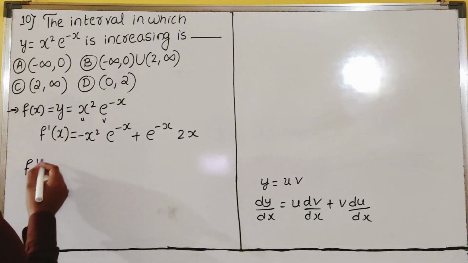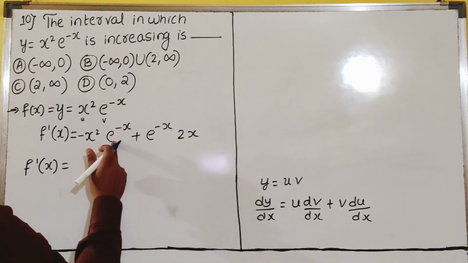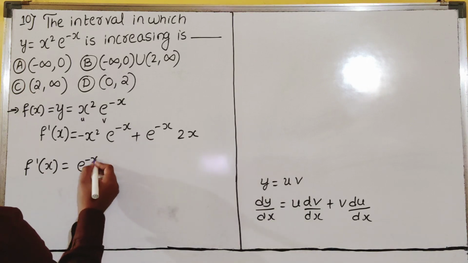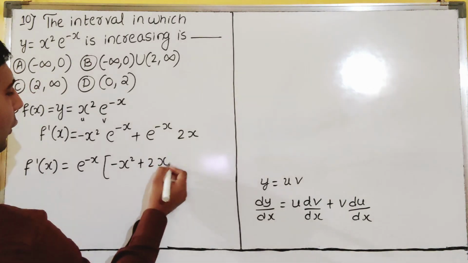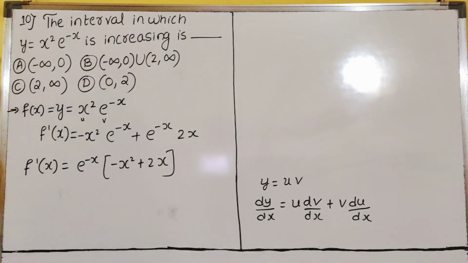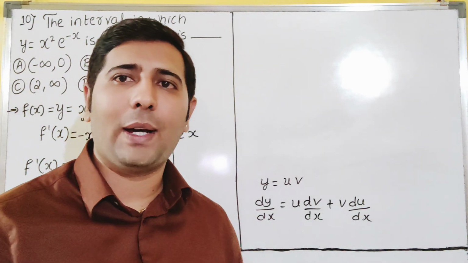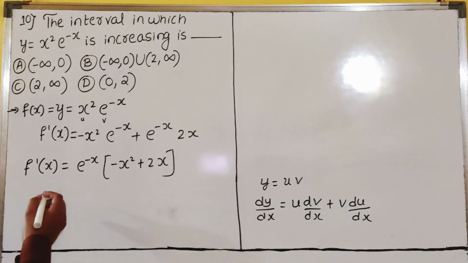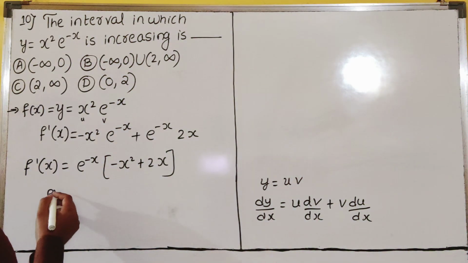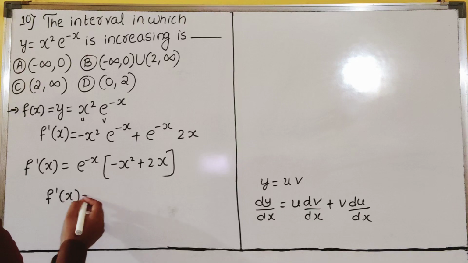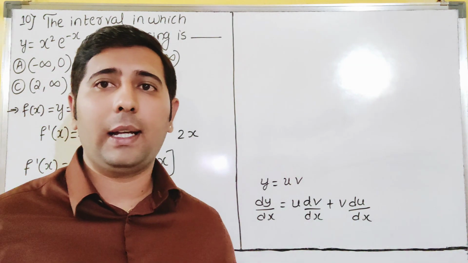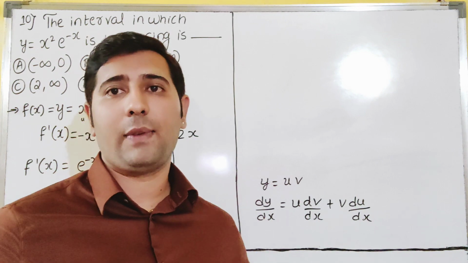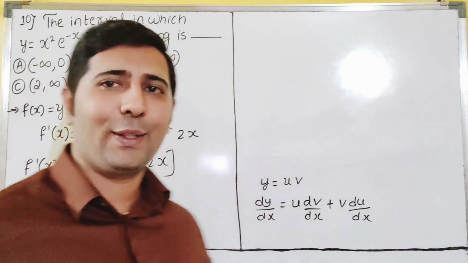So what is common, dear students, in this? e raised to minus x is common. I will take it out. So what is remaining now? Minus x square plus 2x, dear students. I hope everyone it is clear. So now further what we can do, you see here. Next we will take it equal to 0, dear students. I have to find the x value here. So in which intervals it is increasing and decreasing, we have to check.